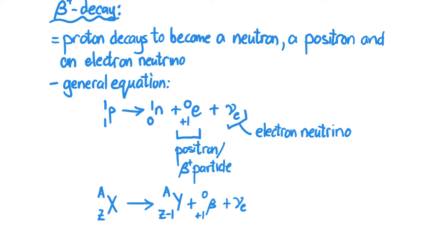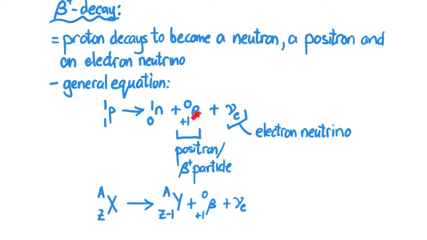Now we look at the beta plus decay, which is the inverse. In this process, a proton decays to become a neutron, a positron, and an electron neutrino. So the general equation when looking at just the specific elementary particle that's decaying, we've got a proton which has a mass number of 1 and an atomic number of 1. It produces a neutron which is neutral, and we see here that it has an atomic number of 0. Obviously neutrons don't have a positive charge, they're not protons.